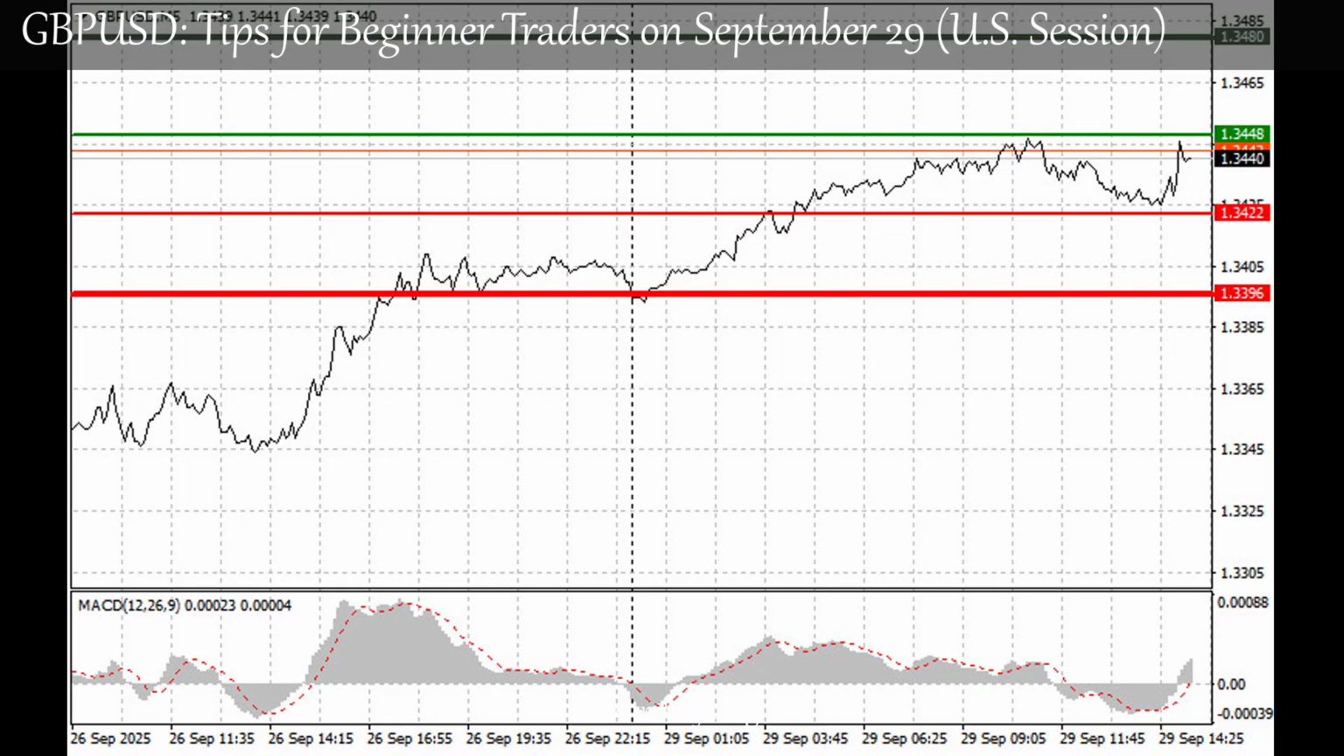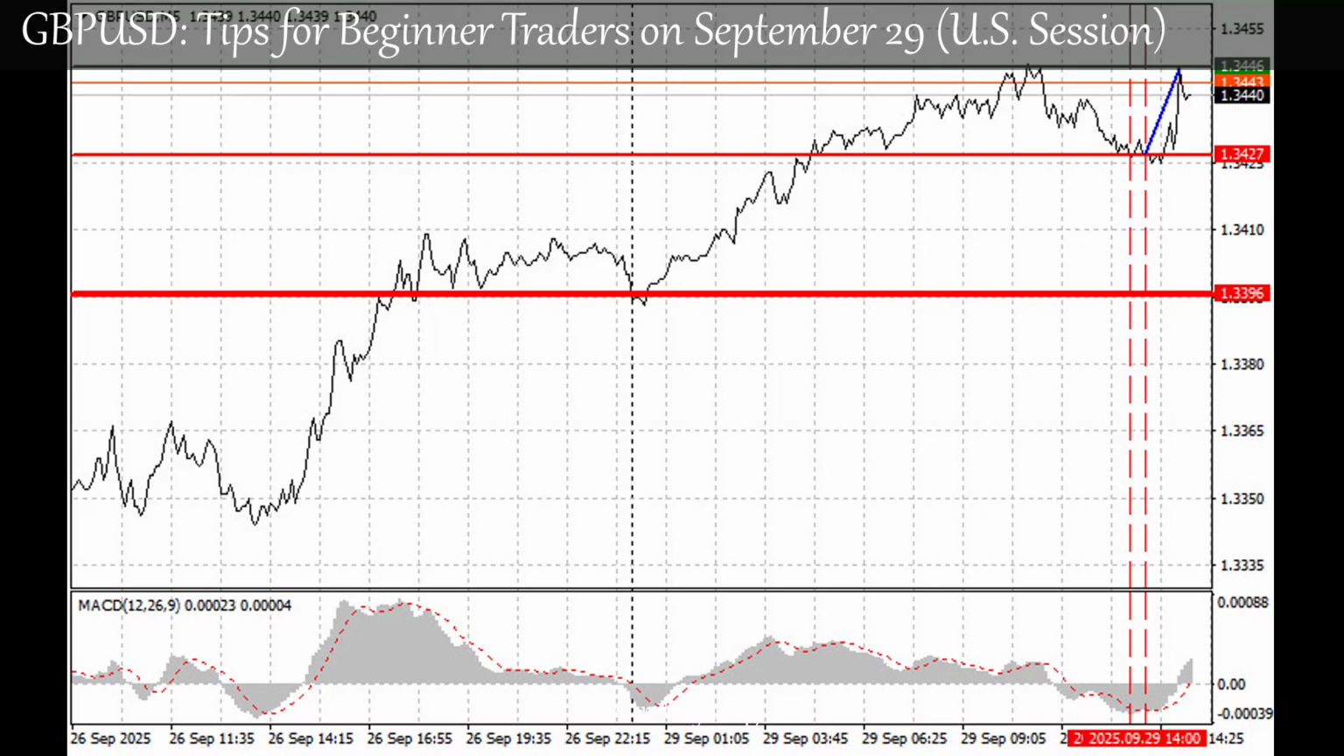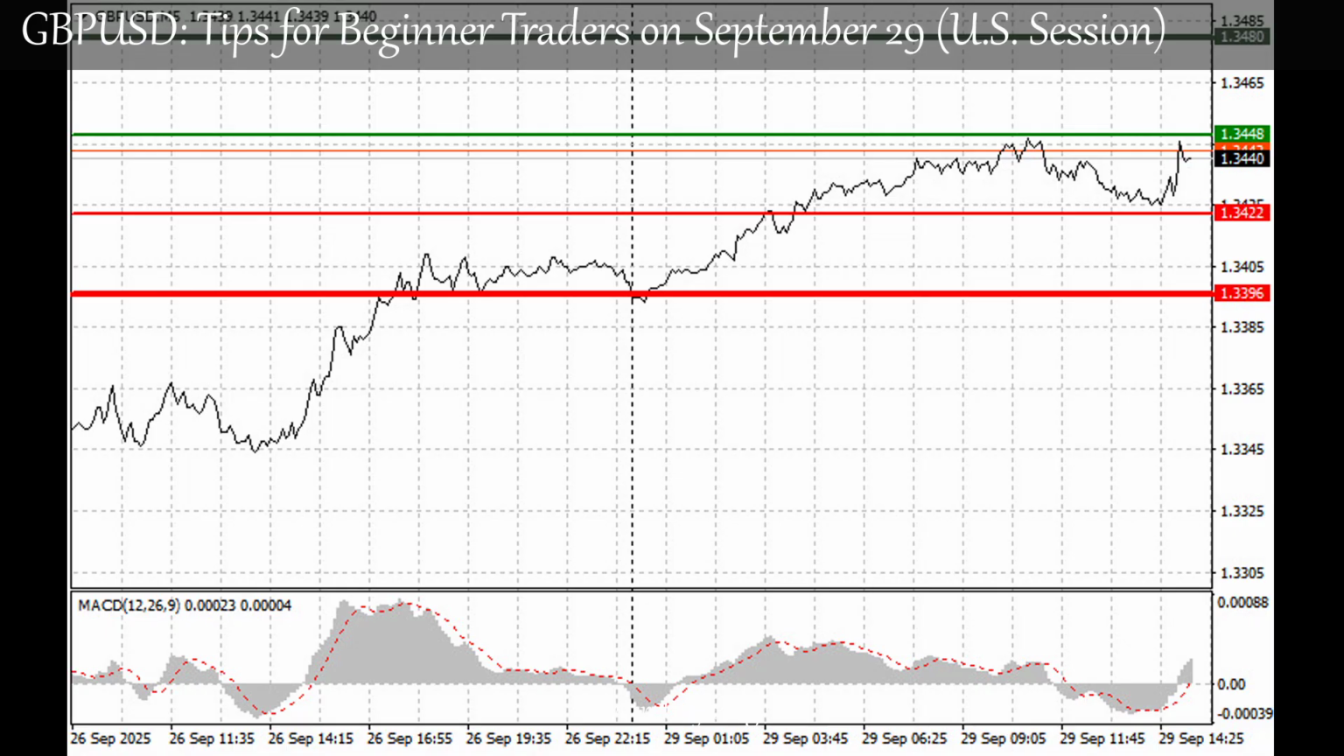The test of 1.3427 occurred when the MACD indicator had already moved significantly down from the zero line, which limited the downward potential of the pair. For this reason, I did not sell the pound. The second test of 1.3427 coincided with the MACD being in the overbought zone, which allowed scenario 2 for buying the pound to play out, resulting in growth of more than 20 points.